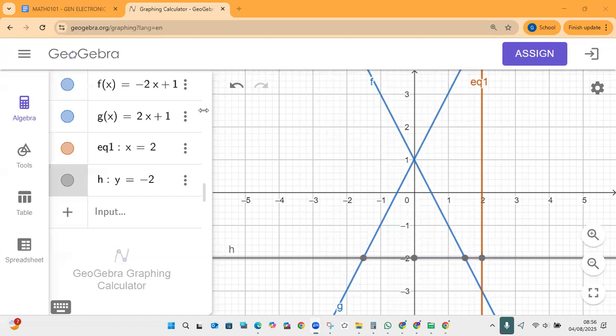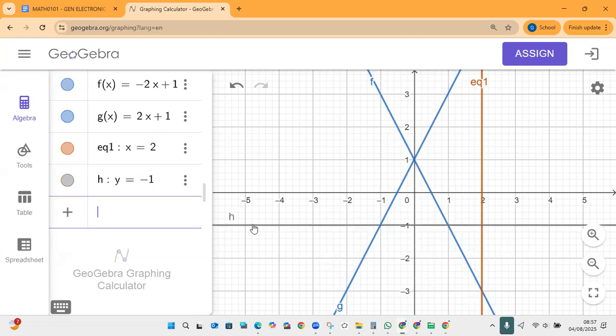And here you have all 4 lines on one graph. I think the first one was y is equal to negative 1. X is equal to 2. This one is y is equal to 2x plus 1 because the y value is increasing by 2 whenever the x solution increases by 1. And this one there is y is equal to negative 2x plus 1. The y value is decreasing whenever the x solution increases by 1.